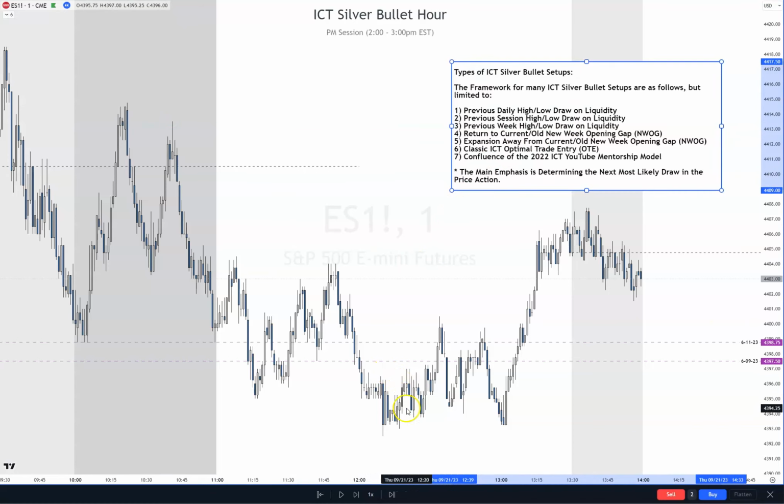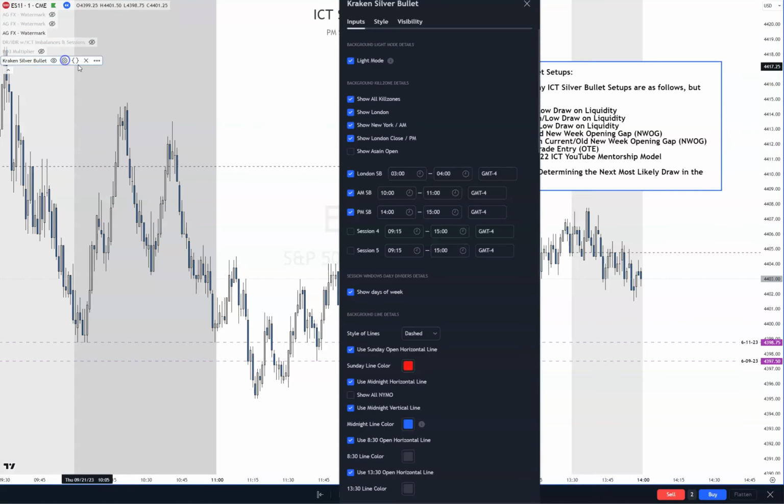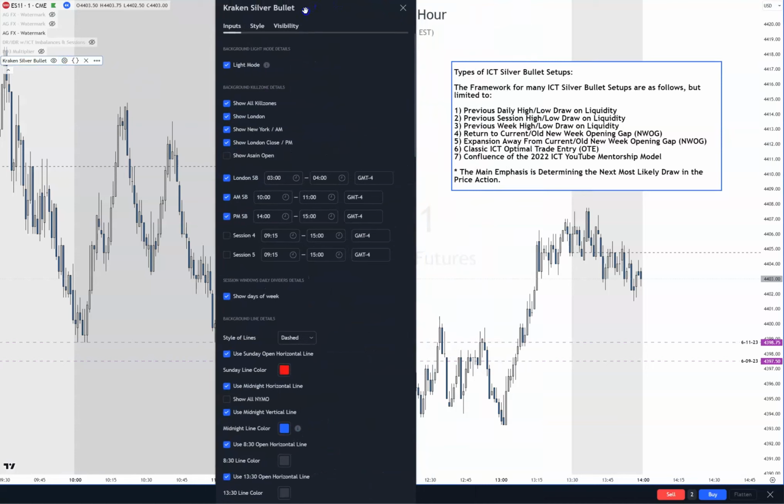And I want to pull up the Kraken Silver Bullet Indicator. Okay, the Kraken Silver Bullet Indicator. I'm going to move this to the side here.